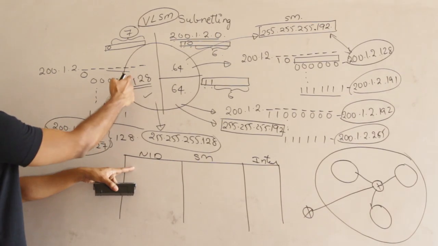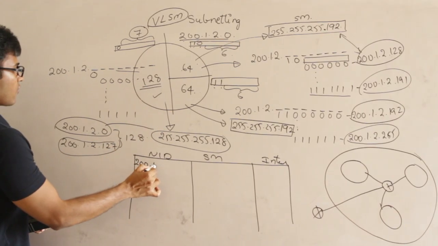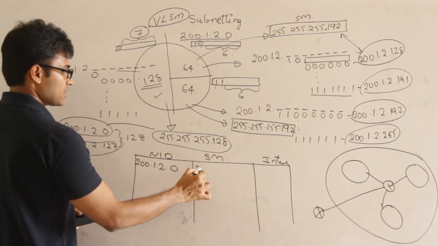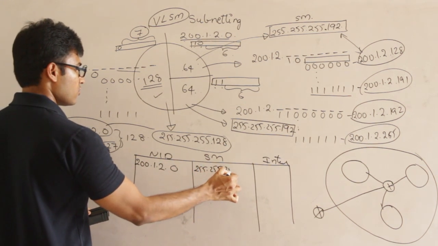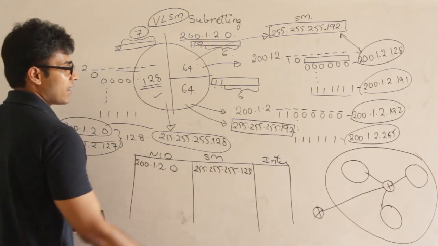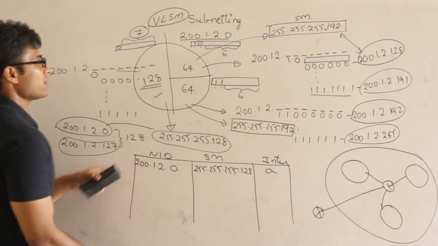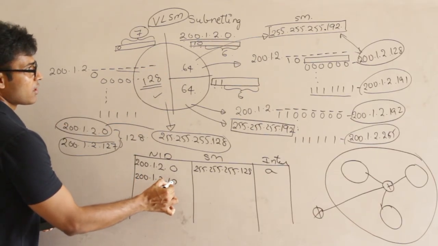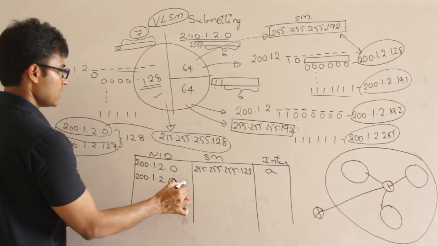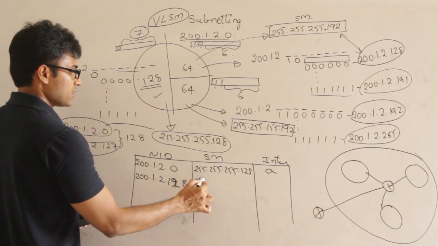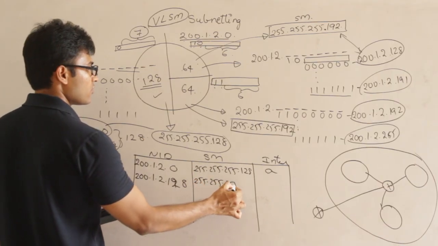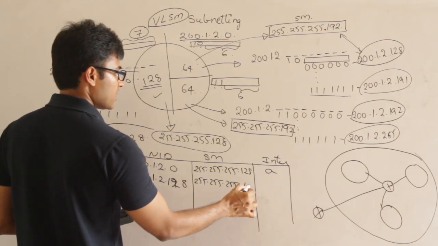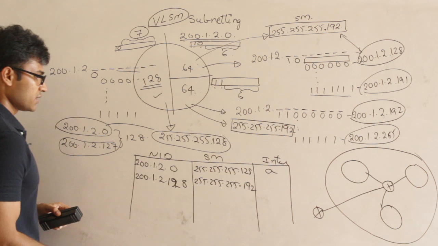So what is the network ID and subnet mask of each one? Network ID of this first network is 200.1.2.0, and the subnet mask is 255.255.255.128, and let us say interface is A. And the network ID of the second network is 200.1.2.128, and the subnet mask is 255.255.255.192. The reason is 2 bits are chosen here.